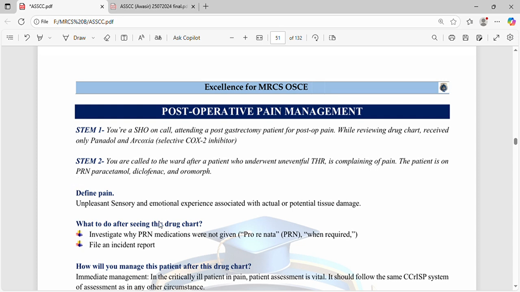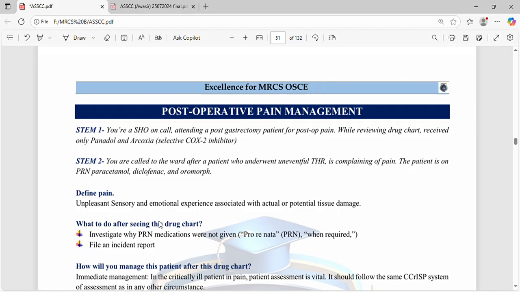Okay, so today we are going to discuss post-operative pain management. You are the SHO on call attending a post-gastrectomy patient for post-op pain. While reviewing the drug chart, the patient received only Panadol and Coxia. It's like Arcoxia, a selective COX-2 inhibitor.